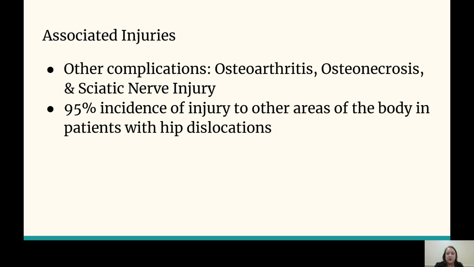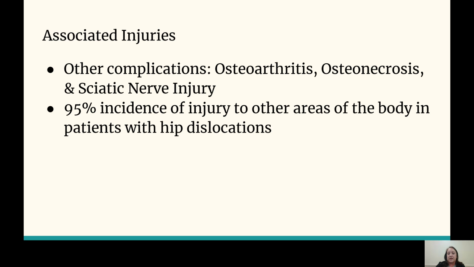So with hip injuries and hip dislocations, they have associated injuries. Like I said, hip dislocations are present after high energy motor vehicle accidents and have a very high likelihood of associated injuries, either systemic or musculoskeletal. Other complications of hip dislocations include osteoarthritis, osteonecrosis, and sciatic nerve injury. The sciatic nerve injury occurs as the femur is pushed out of the socket, particularly in posterior dislocations. It can crush and stretch nerves in the hip.